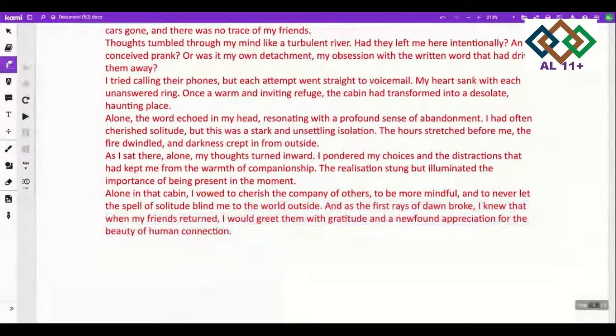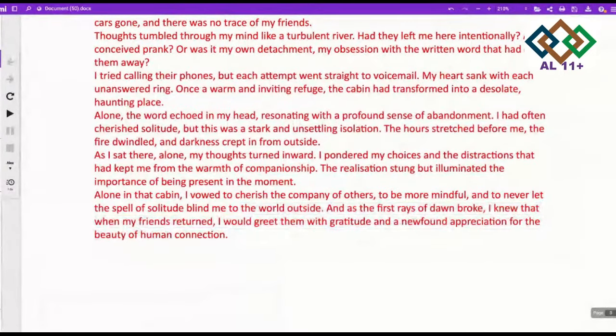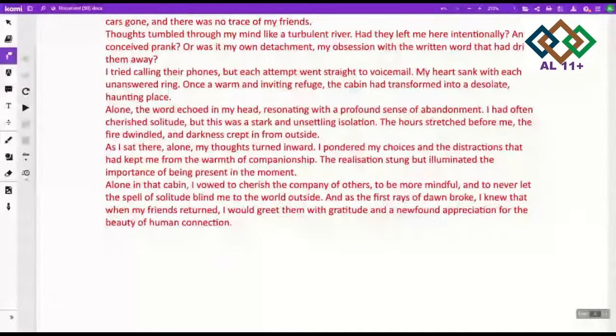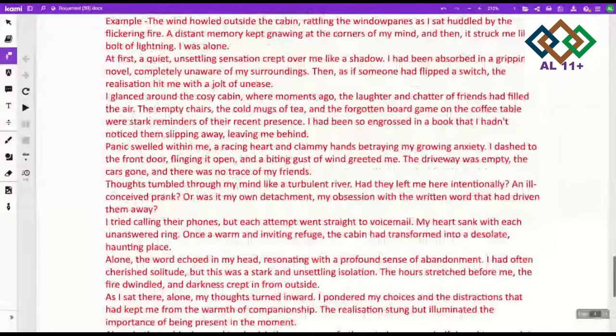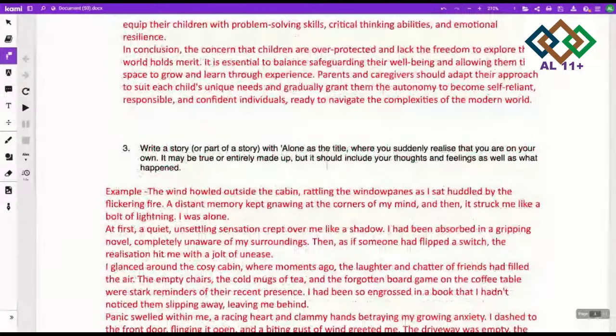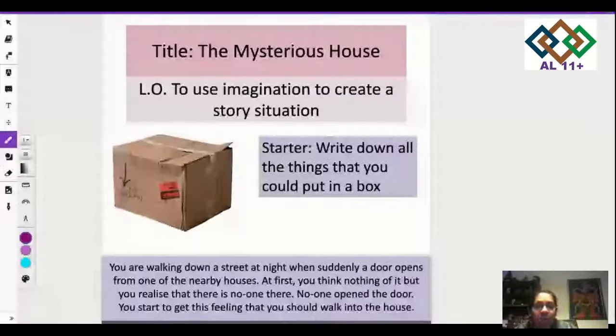So this is an example of creative writing, which tells you to write a story or a part of a story with Alone as the title. You could also describe this in different ways. So these are some of the examples I wanted to do with you all. Let's stop sharing the screen for a minute, and I'll share the screen now of actually what we are going to do today.